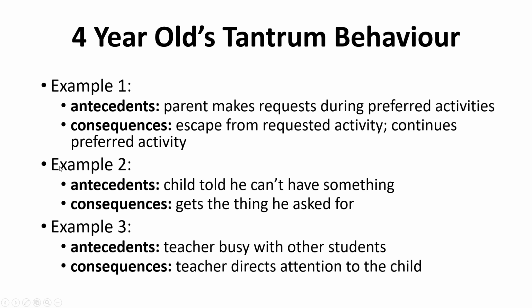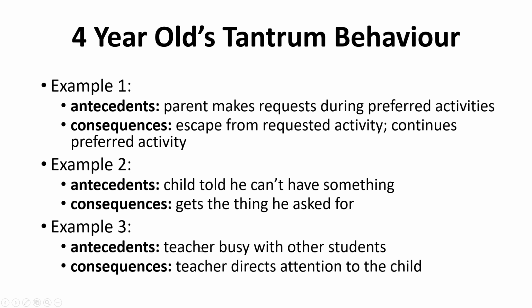So for example 2, we'd have our antecedent of the child told he can't have something. Maybe he's asking for a particular toy and the parents say no. The behavior is throwing a temper tantrum, and the consequence is that they get the thing they've asked for. So again, what's going on there? We know that he's getting something he asked for, so it's some kind of positive reinforcement, and then you decide if it's socially mediated or automatically mediated. And in this case, it's probably because of the parents, so it's social. Social positive reinforcement.